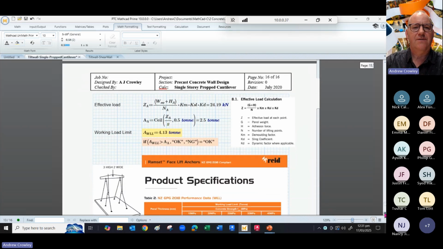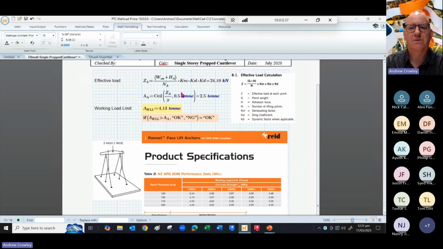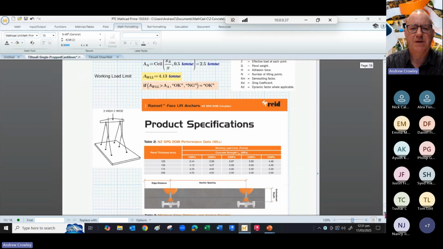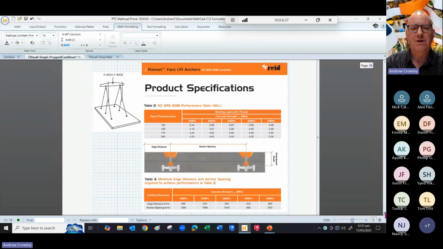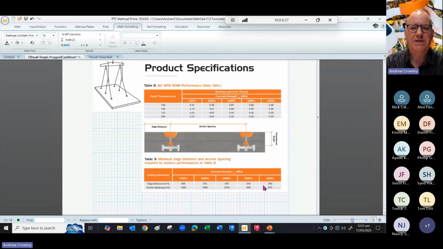So then we calculate the effective load given by this equation from the guide, and that gives an anchor load of 2.5 tons, rounded up. And so we pick an anchor. In this case, our anchor has got a working load limit of 4.13 tons. So we can go for that. So here is a product specification for that anchor, and we need to check the edge distances and so forth for that. So that was the out of plane behavior.